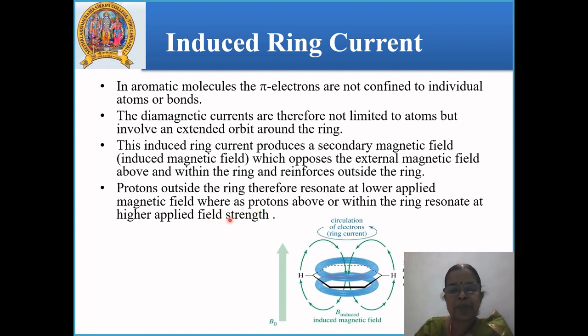Therefore, protons present outside the ring resonate at lower applied magnetic field, whereas protons present above or within the ring resonate at higher applied magnetic field during the recording of the NMR spectrum. So in this area, an induced magnetic field is generated. The protons present outside reinforce the external magnetic field, so they come to resonance at lower applied magnetic field strength.